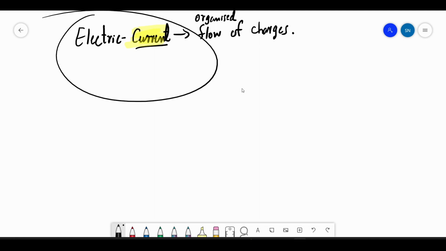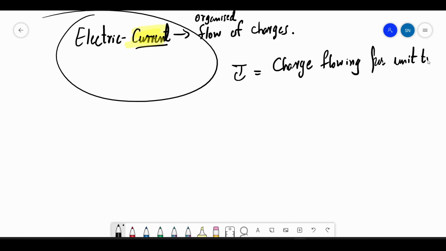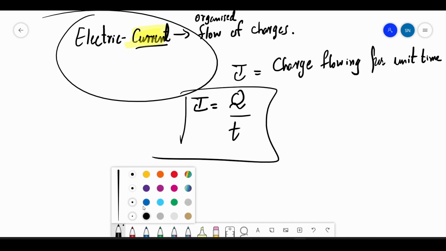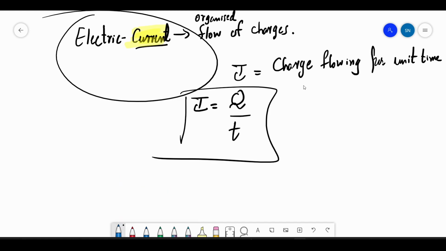That's what constitutes the current, represented by I, and mathematically speaking, current is charge flowing per unit time. If charge is represented by Q and time represented by T, then we can say that I is equivalent to Q by T. What can you tell me about the SI unit of current?